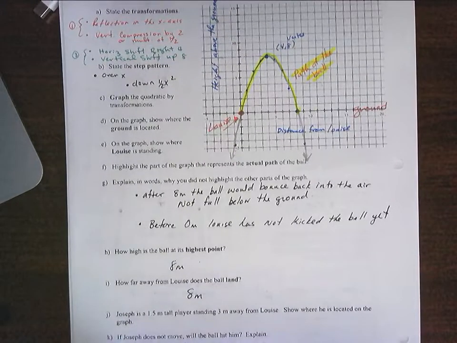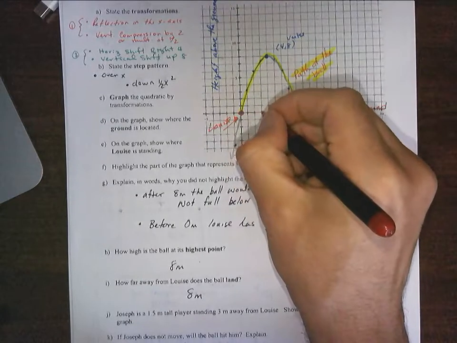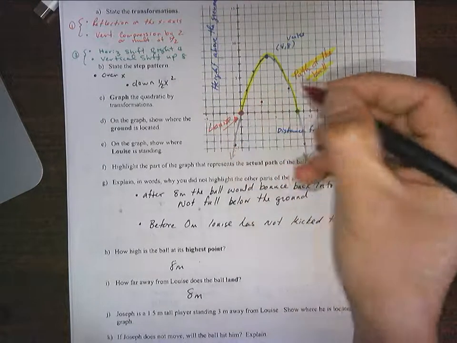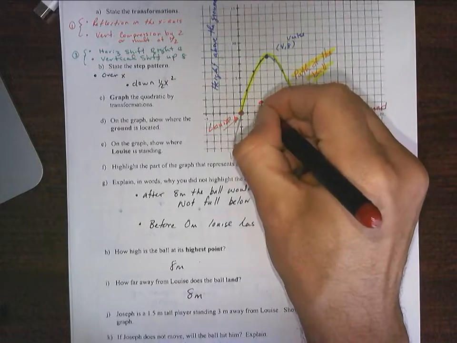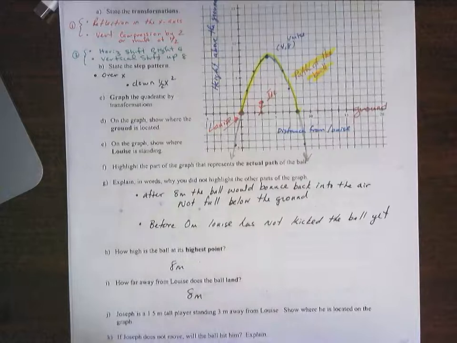Joseph. Joseph is 1.5 meters tall. He's standing 3 meters away from Luis. Show where he's located. 1, 2, 3. Here's Luis. And he's 1.5. Not Luis. Who is this? Joseph. 1.5 meters above the ground. There he is. Let's just call him Joe for short. That's what all his friends call him.